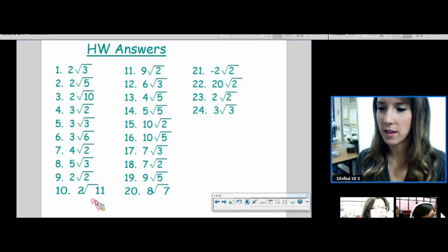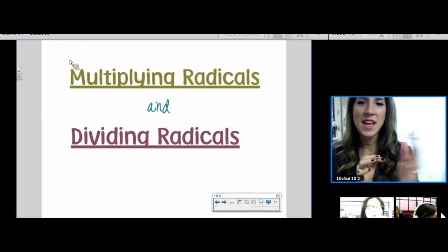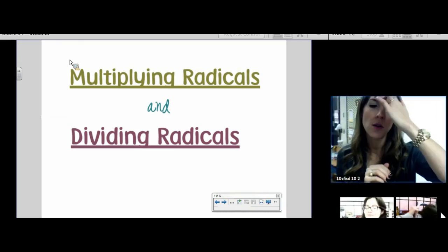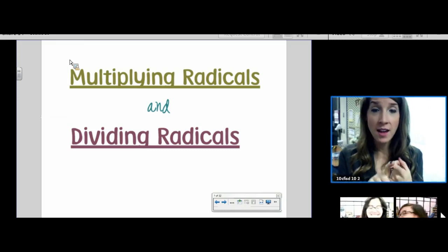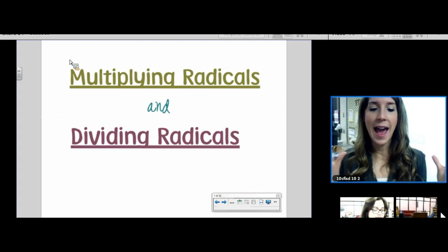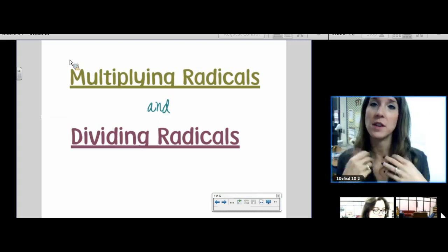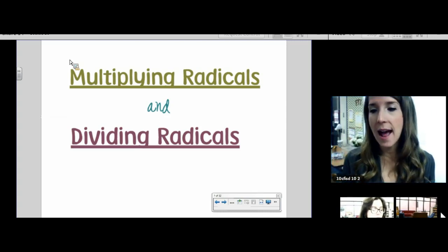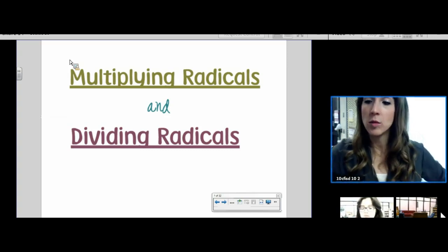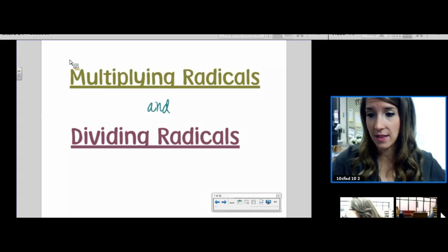All right, so today you can title your notes Multiplying and Dividing Radicals. So yesterday we learned to simplify, we learned to add, and we learned to subtract. We talked about how to add. You have to have like terms. You have to have the same radical to add and subtract them. Today we're going to see how we treat radicals when we need to multiply and divide them.